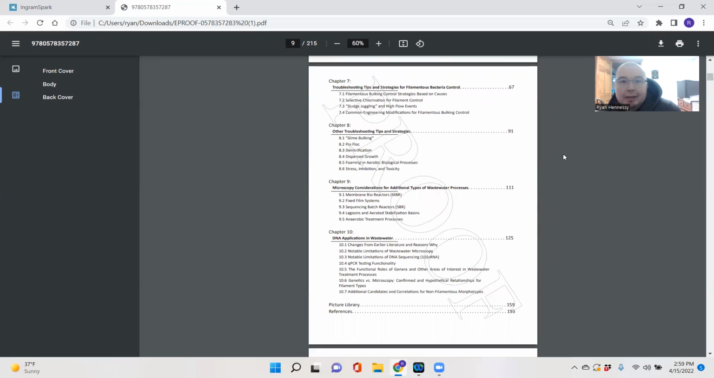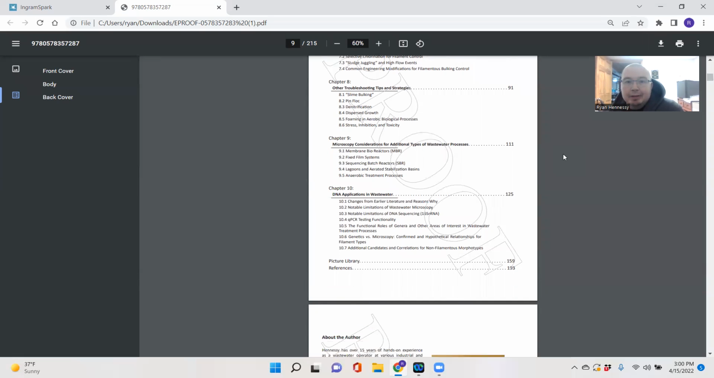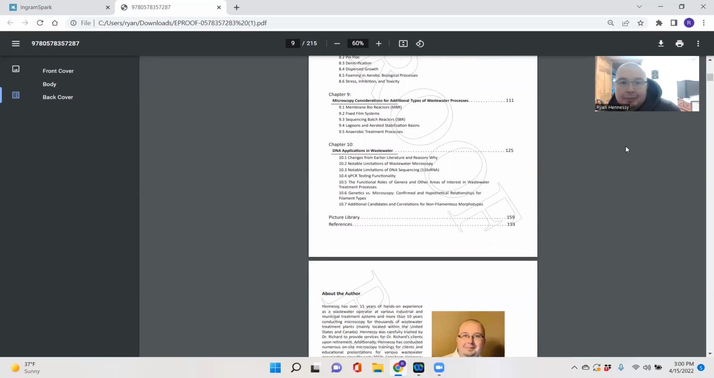In Chapter 7, we talk about troubleshooting tips and strategies for filaments. Chapter 8 would be other problems. So chapter 2 describes the causes of problems, and then chapters 7 and 8 are more specifically targeted towards operational corrections, things along those lines. In Chapter 9, we talk about microscopy considerations for other processes like MBR systems, fixed film, lagoons, and anaerobic systems.